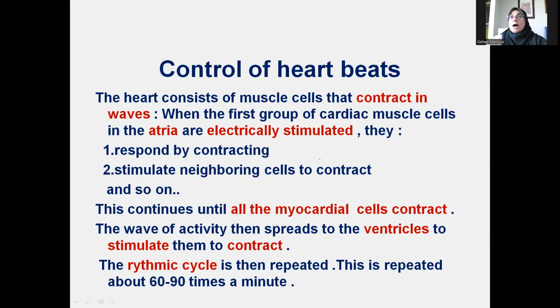Okay. How does this occur? You might be asked a very difficult question: how does the SA node force the heart to go at its pace?